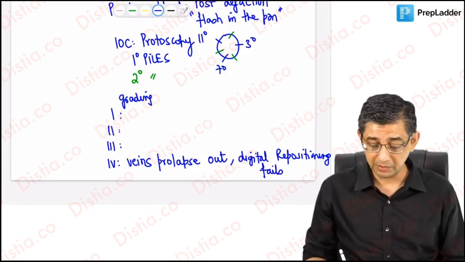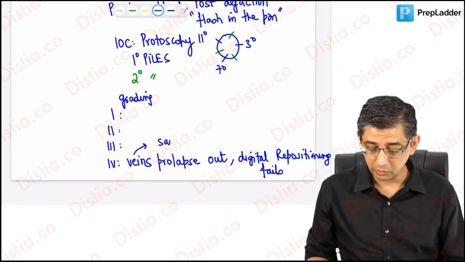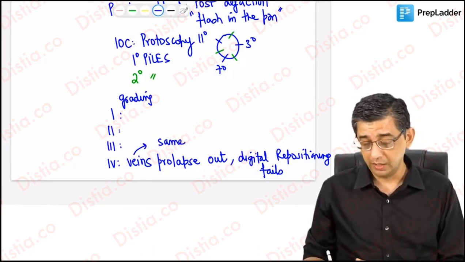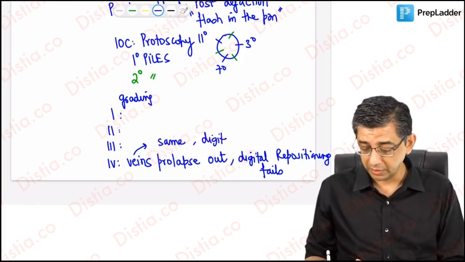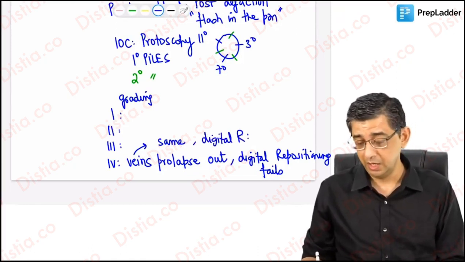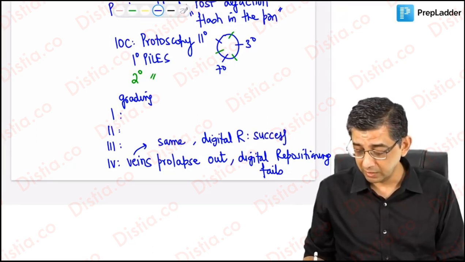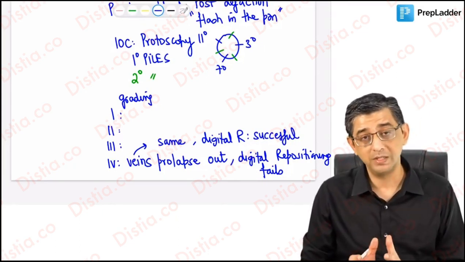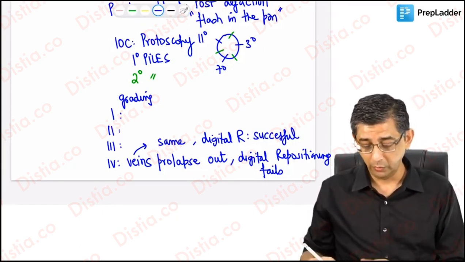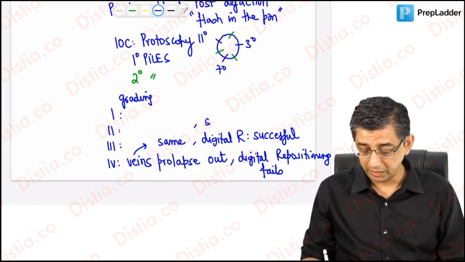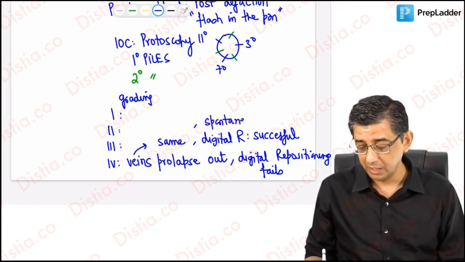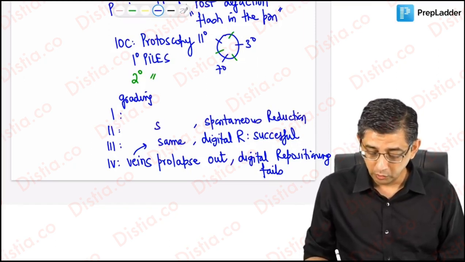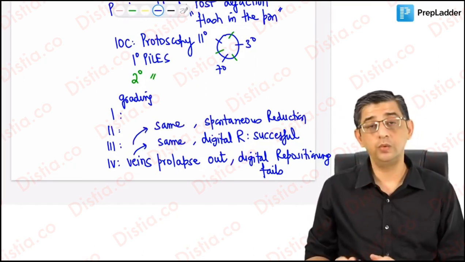On the other hand, if a person tells you the same information, that he goes to the washroom, there's blood at the end of defecation, then the veins come out, and he tries digital reposition. The letter R here stands for reposition. If digital reposition is successful, then I'm going to call it grade 3 piles. When you talk about grade 2 piles, he will tell you that the veins prolapse out, but there's going to be a spontaneous reduction. This time he does not have to use his finger to push back the veins. I know you are familiar with this from surgery, but it's a quick recap here.